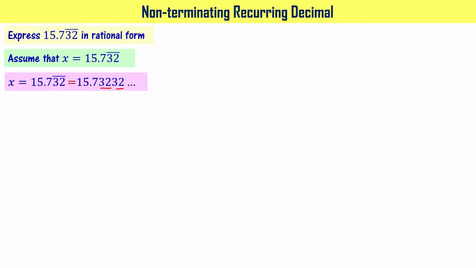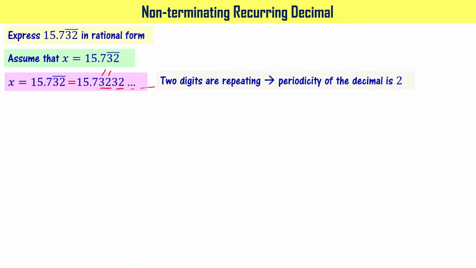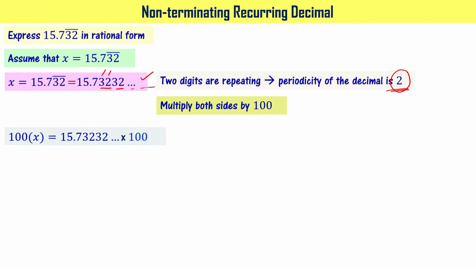This 323232 is repeating, right? How many digits are repeating here? Two digits, right? Number 3 is one digit and number 2 is another digit that is repeating. That's why we say that two digits are repeating. That's why the periodicity of the decimal is 2. It means we have to multiply both sides of this equation with 100, which has two zeros. So when you multiply both sides by 100, it becomes 100 times x equals 15.7323232 and so on times 100.